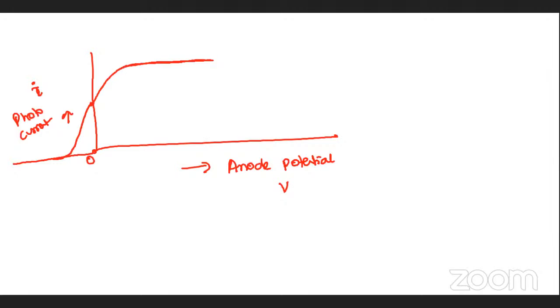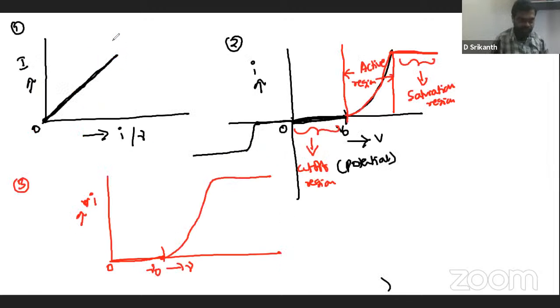See, as the intensity of light increases, photocurrent also increases. That is this one. Now, variation of saturation photocurrent with stopping potential. As the potential increases, see this one.